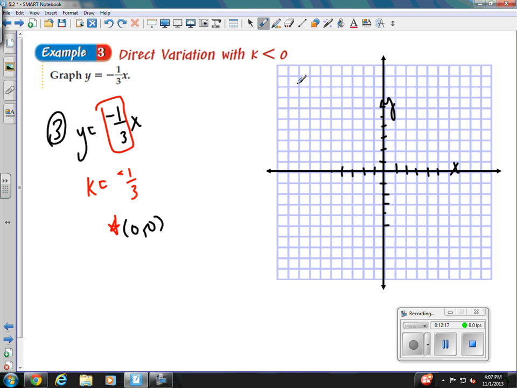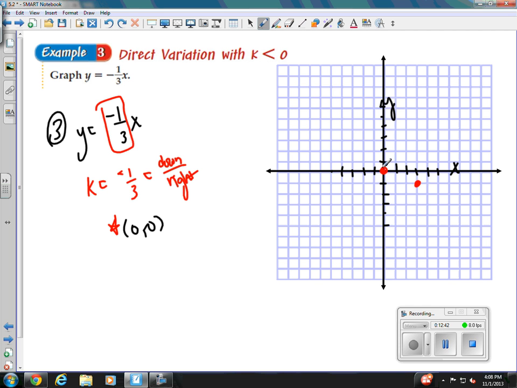Okay. So then, plot the point first, 0, 0. And then our slope this time is negative. So that means I need to go down because it's negative, and we always run right if we can. So I'm going to go down 1, and then I'm going to run right 3. 1, 2, 3.